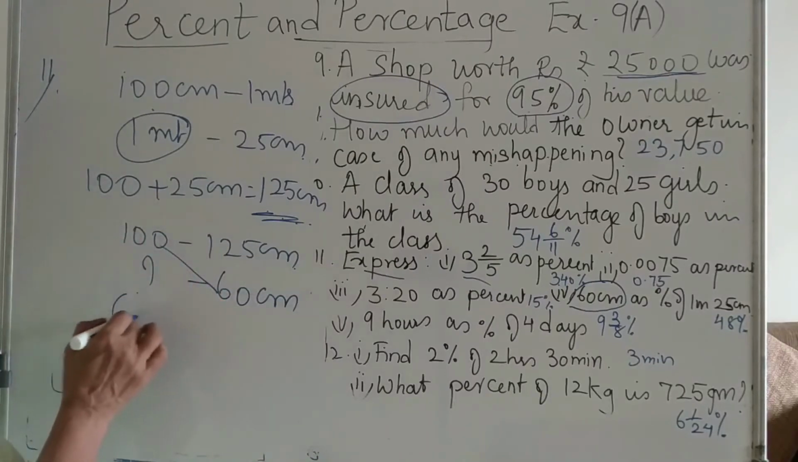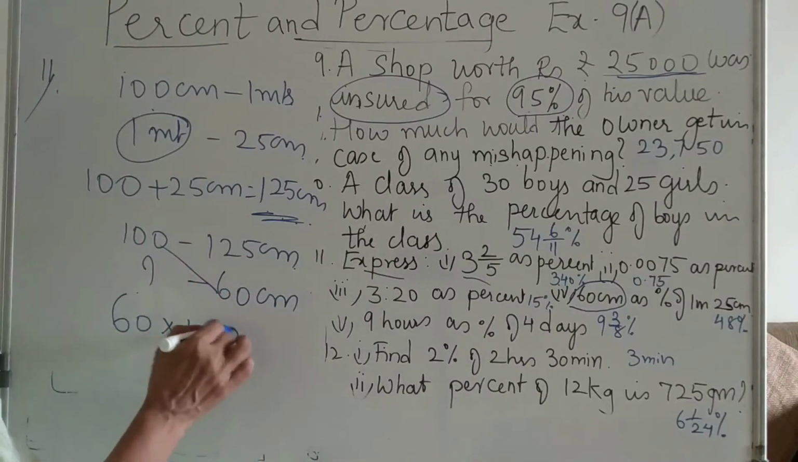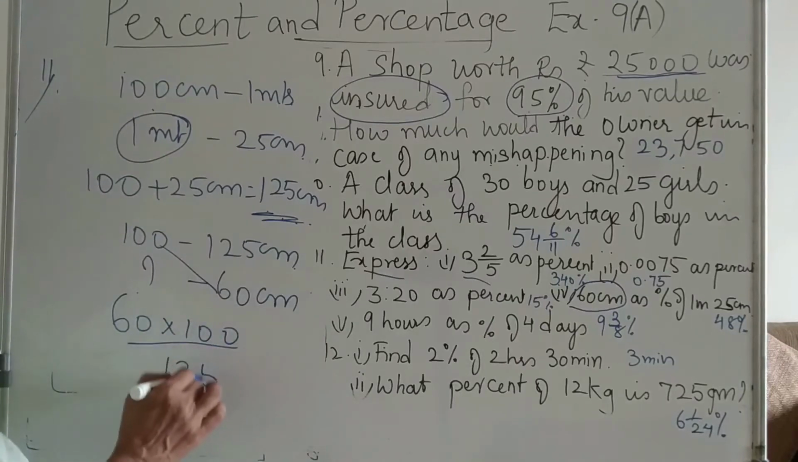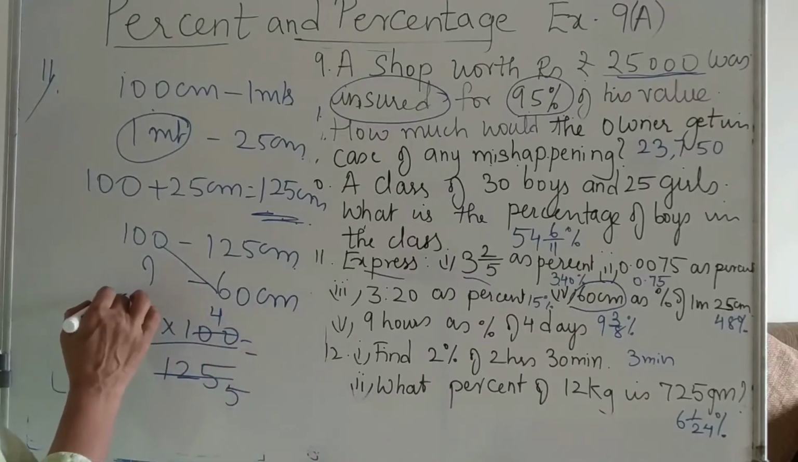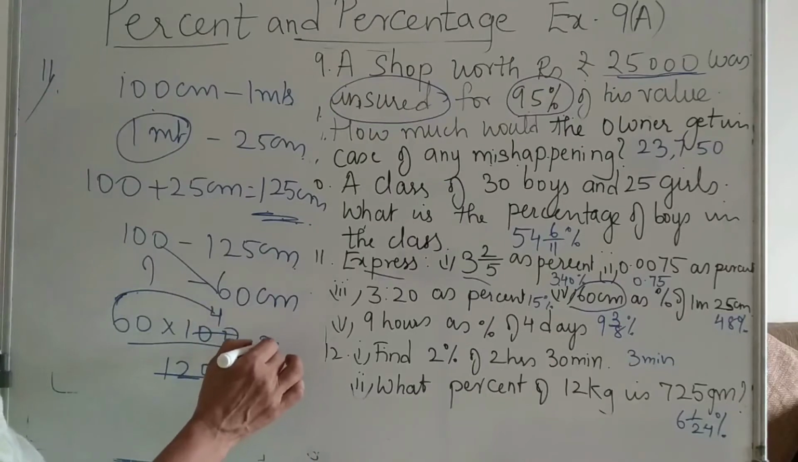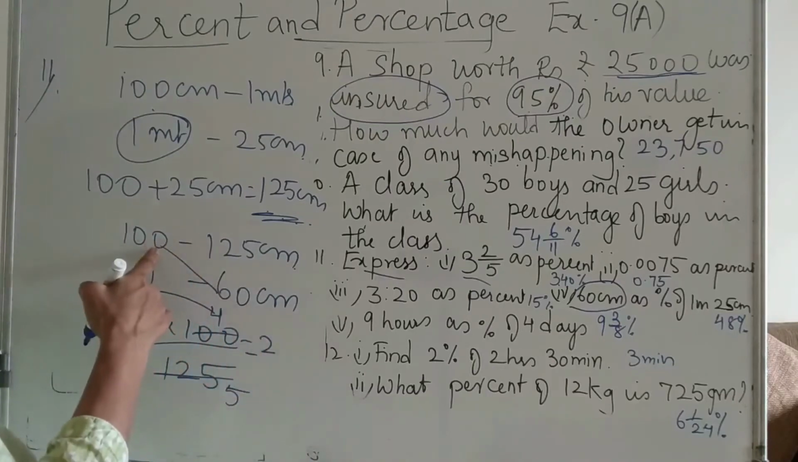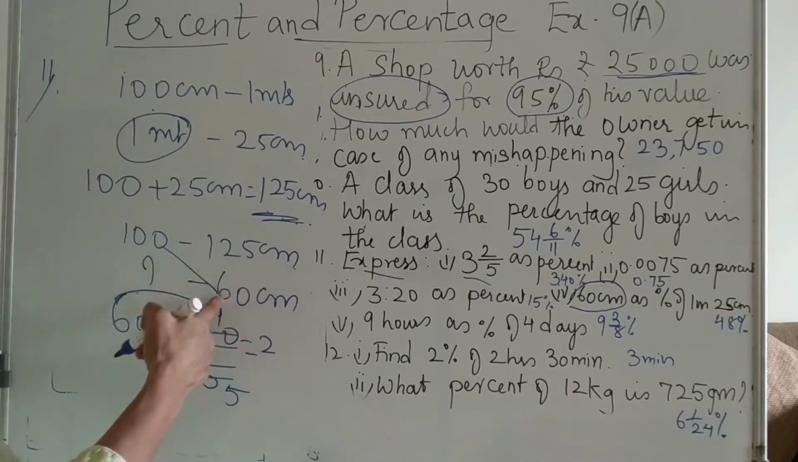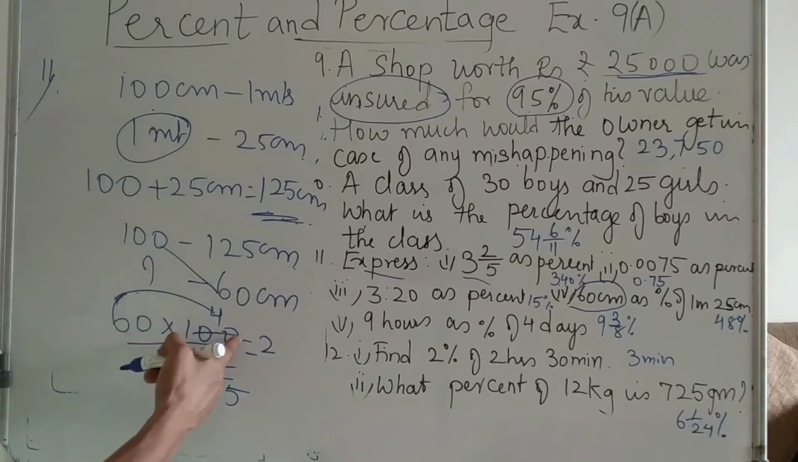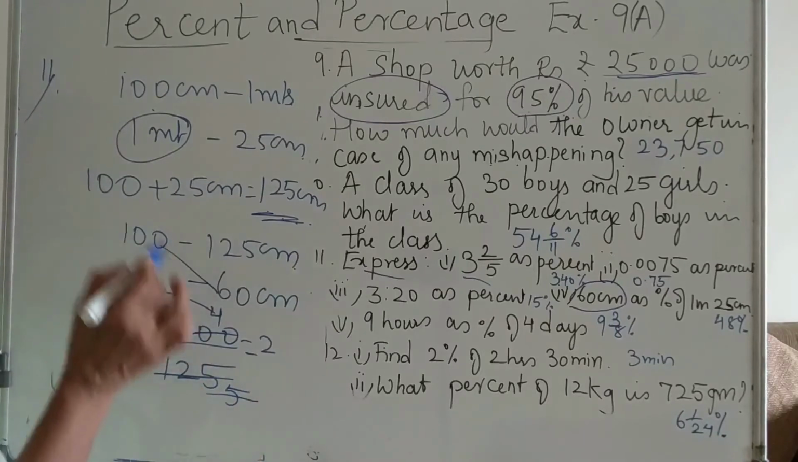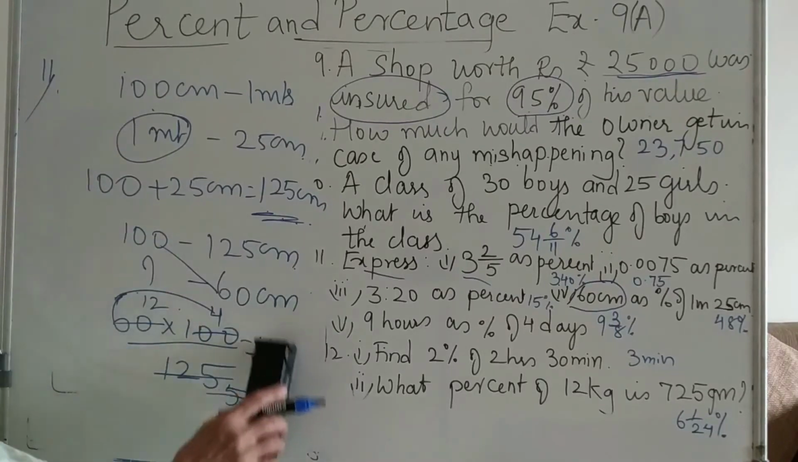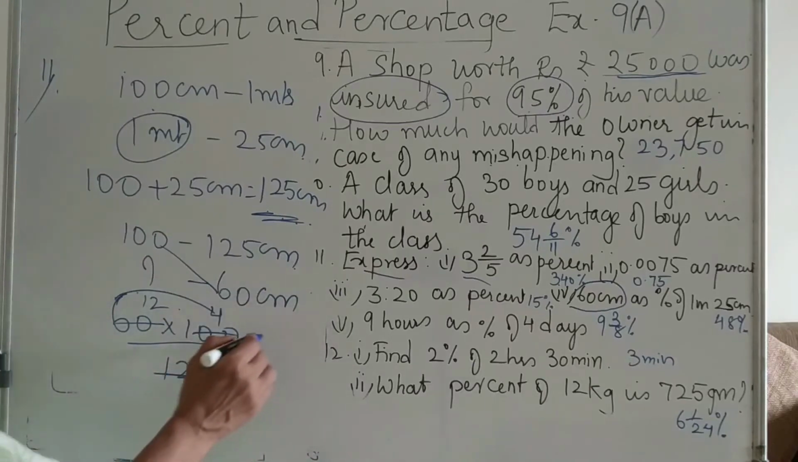Cross multiplication: 60 into 100 by 125. 25 5s are 25, 4s are... Now 6 4s are 24. So here, 100 is 124. 60 into 100 by 125. This is 5s. Now 5 12s are 60. So 12 4s, it is 48.